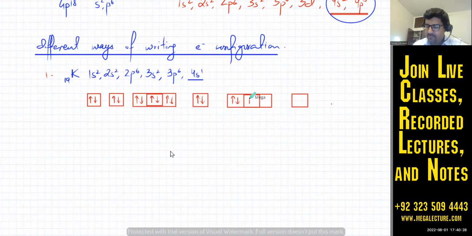So this one is full as well. Okay, each box represents one orbital, and then you have 4s. That's just 1 electron. Okay, so that is the box representation, and sometimes the box representation is given energy wise.